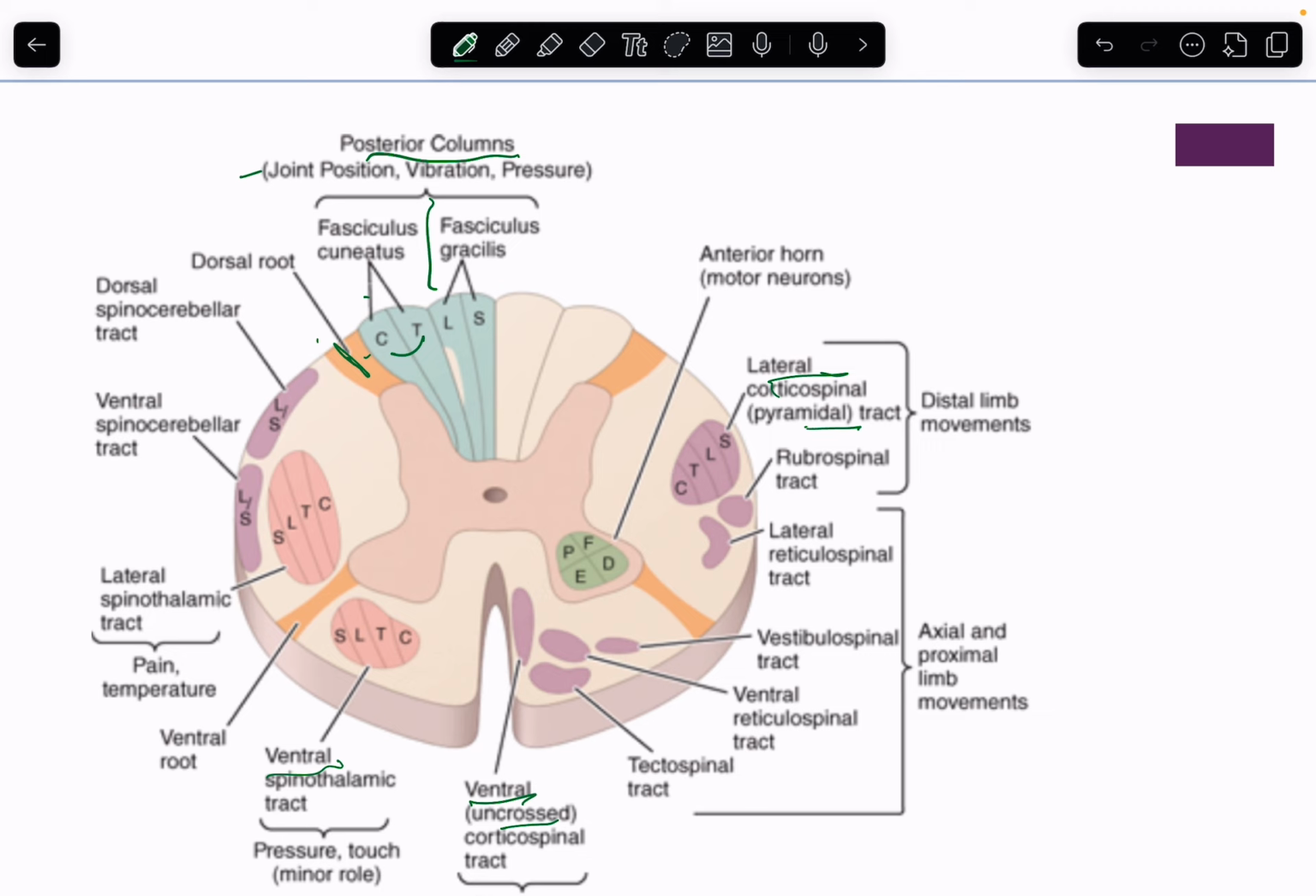The dorsal root is very important to remember because it is where the sensory information enters after the ganglion, right? We have the lateral spinothalamic tract, which is responsible for pain and temperature.